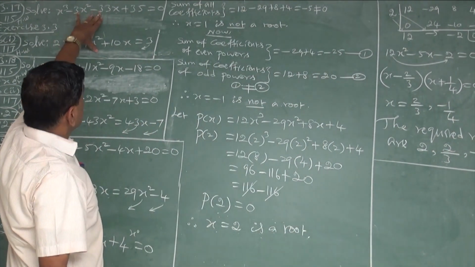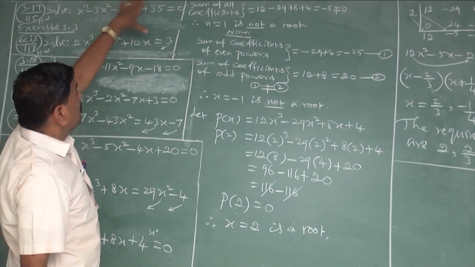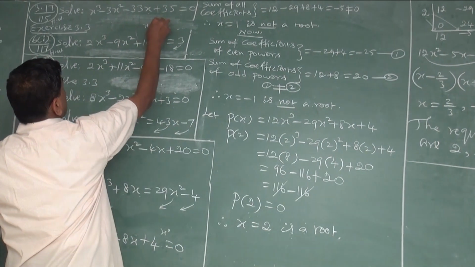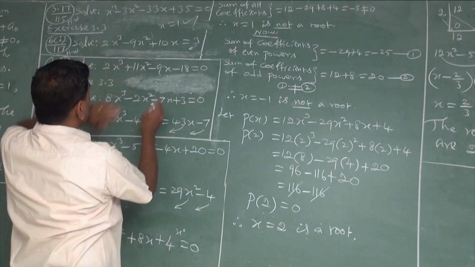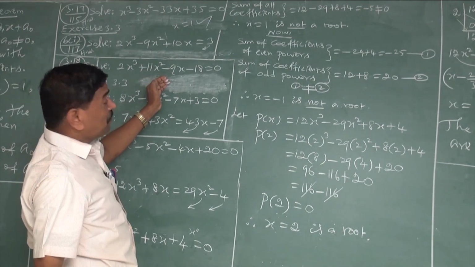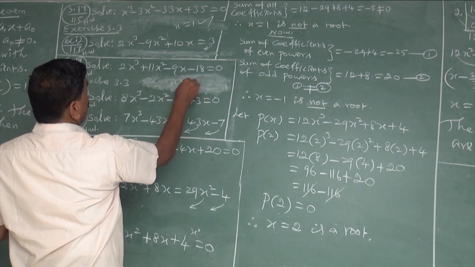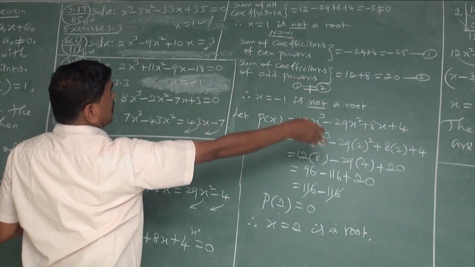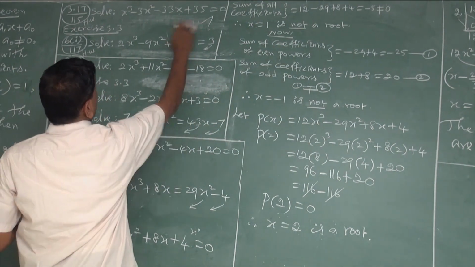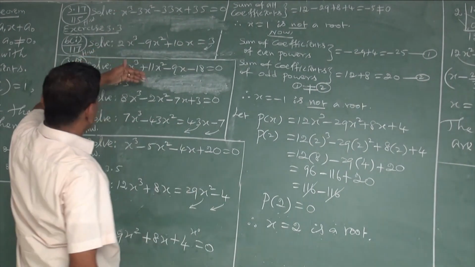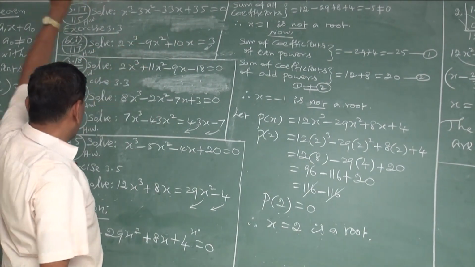So first 2 sums, the sum of all coefficients equal to 0. Therefore x equal to 1 is a root. And the next 3 questions, the sum of coefficients of even powers is equal to the sum of coefficients of odd powers. Therefore x equal to minus 1 is a root. Take number minus 1, then suddenly synthetic division. So that is why the first 2 sums plus the next 3 sums are left for your homework.